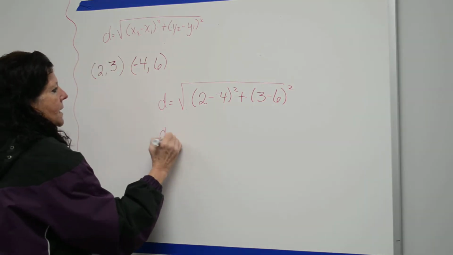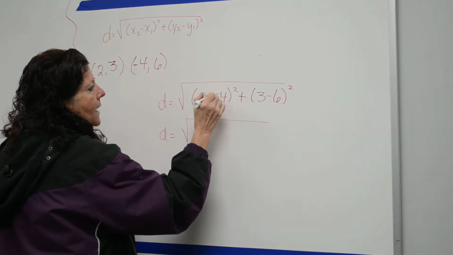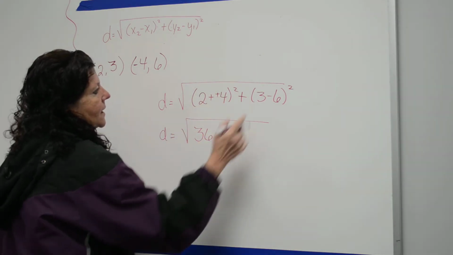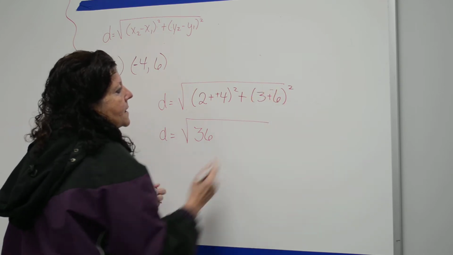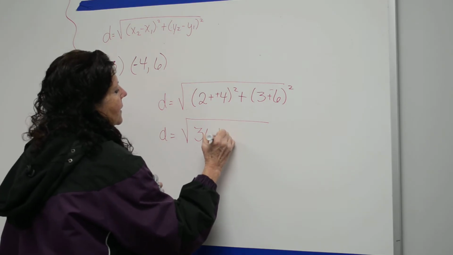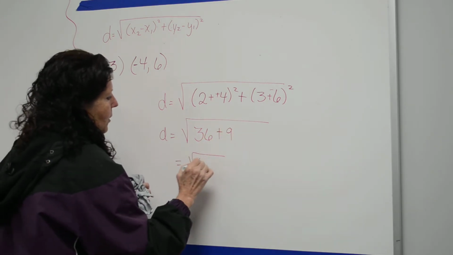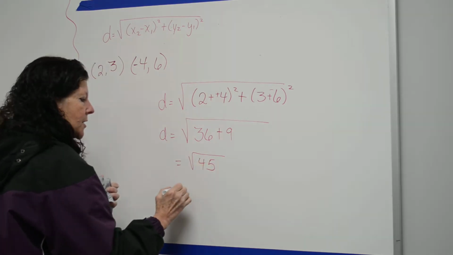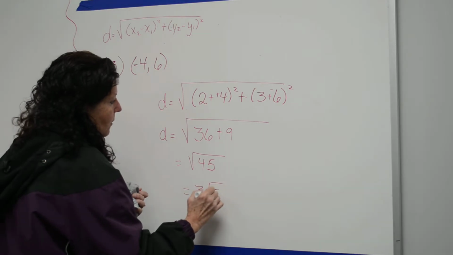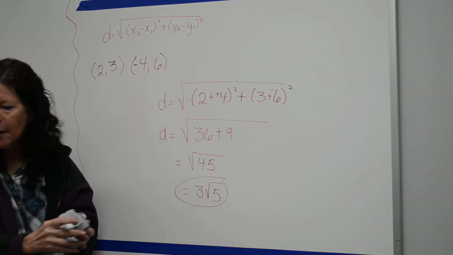So I work this out, and I have the square root of, I'm going to add the opposite of the second number, so it's positive 6 squared, which is 36. Here, I'm going to add the opposite of the second number, so I have a negative 3. Negative 3 squared is 9, and it just happens that it's the same square root as what I had before. So at this point I know that's 9 times 5, or 3 times the square root of 5. Okay, and so that's your answer to that problem.